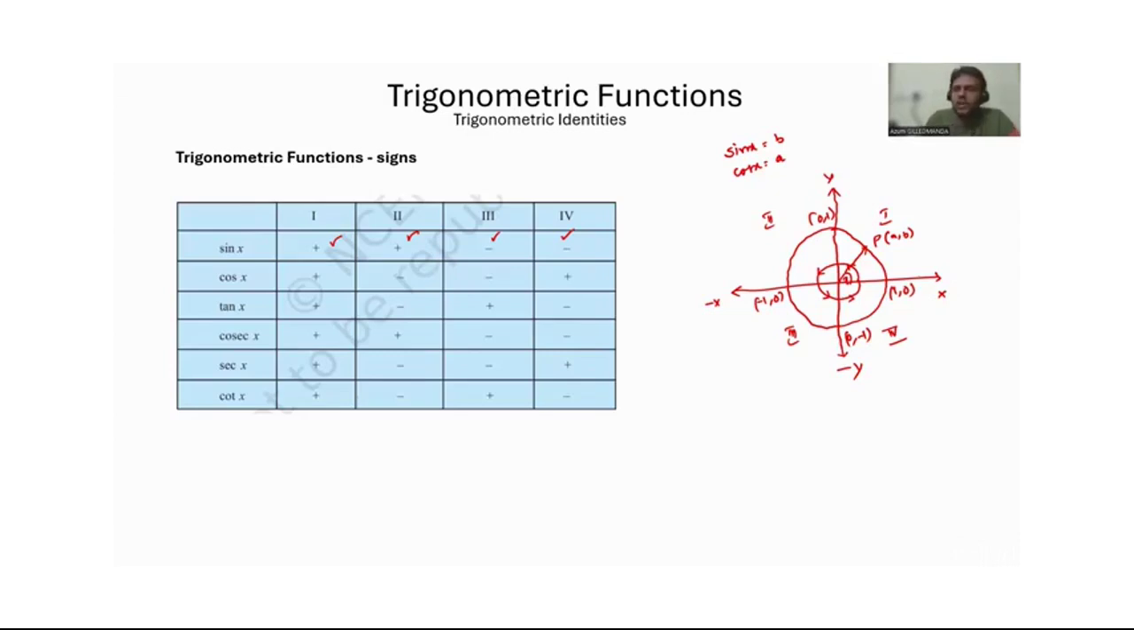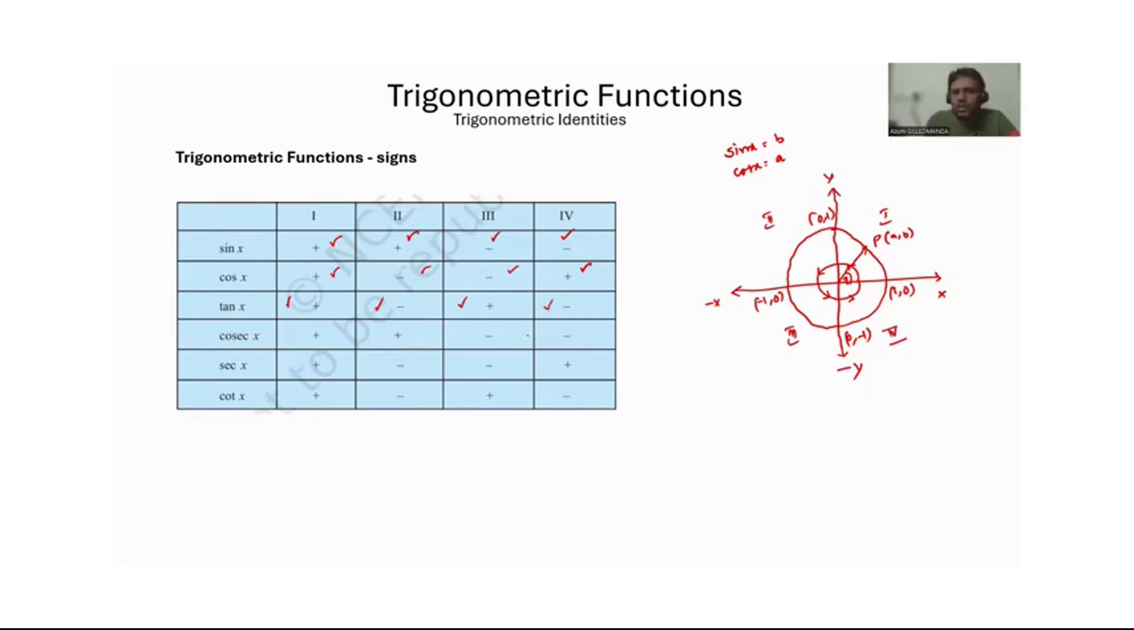Similarly, cos x is the x coordinate. So in the first and fourth, it is positive, and in the second and third, it is negative, right? That's why we have minus here. Now tan is the ratio of these two, sine by cos. So in the first quadrant, it will be positive, and in the third quadrant, where both the values are negative, as it is a ratio, minus minus gets cancelled. So first and third, it should be positive, remaining two are negative, right?